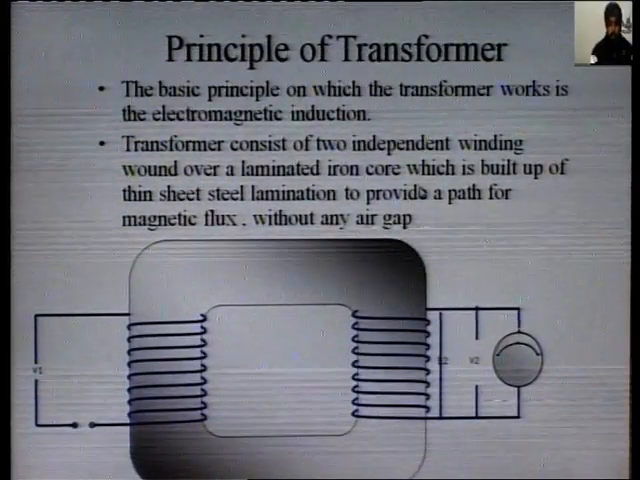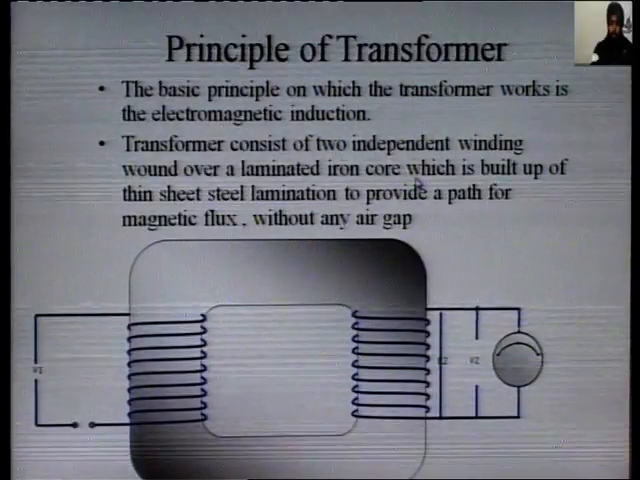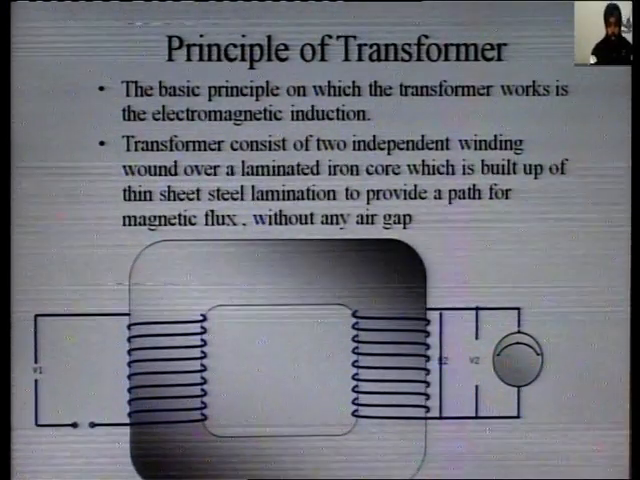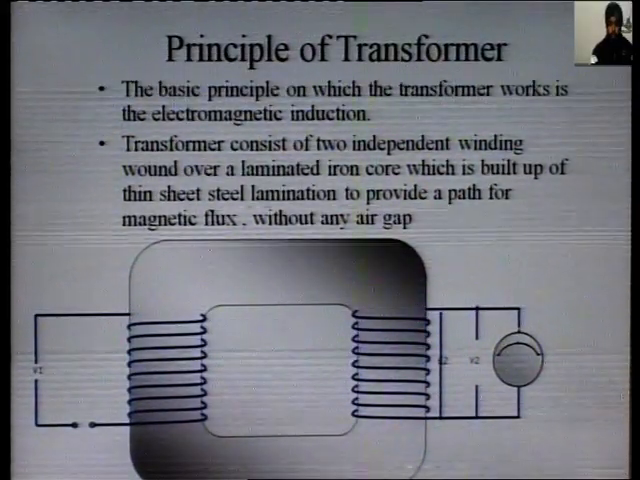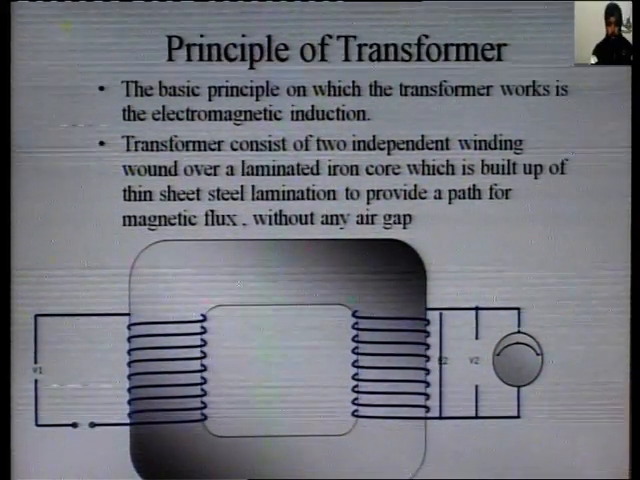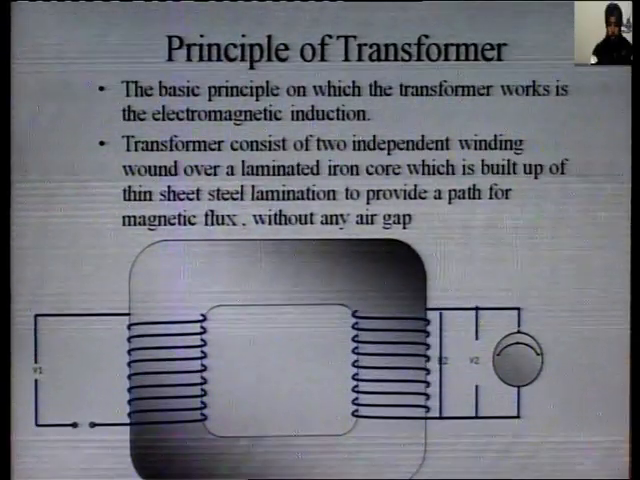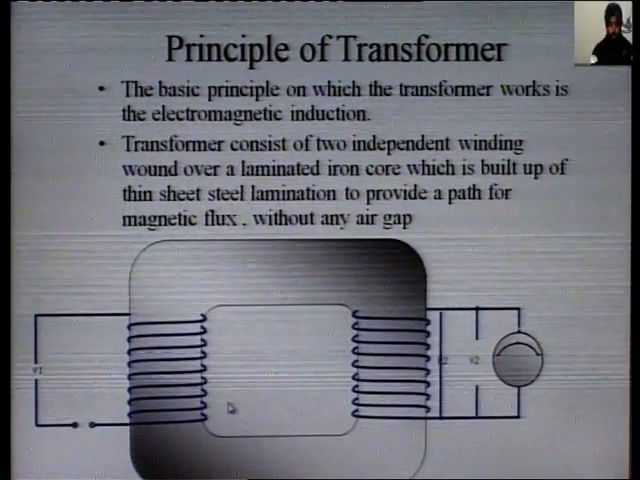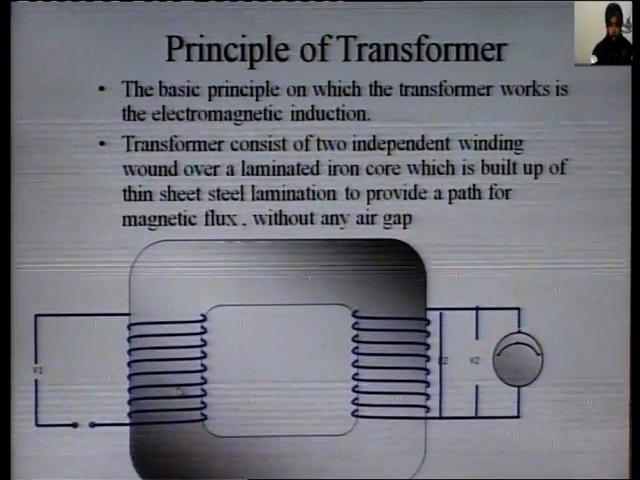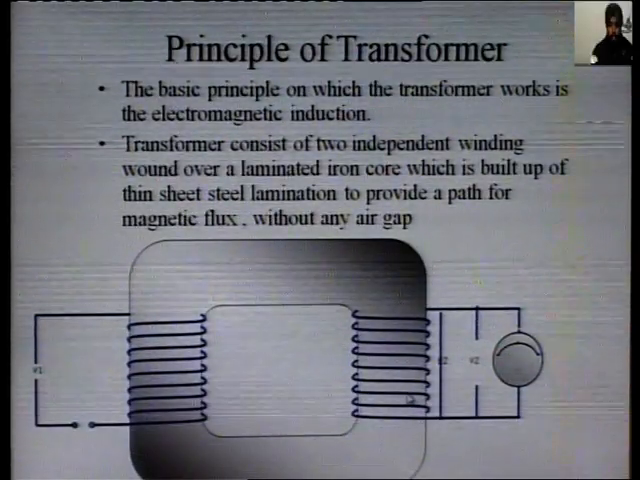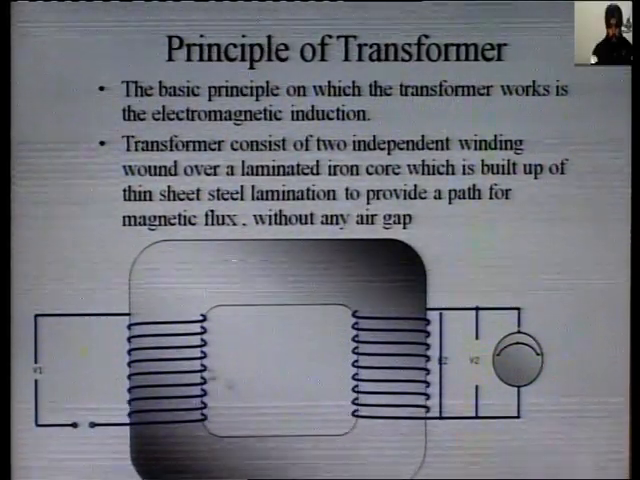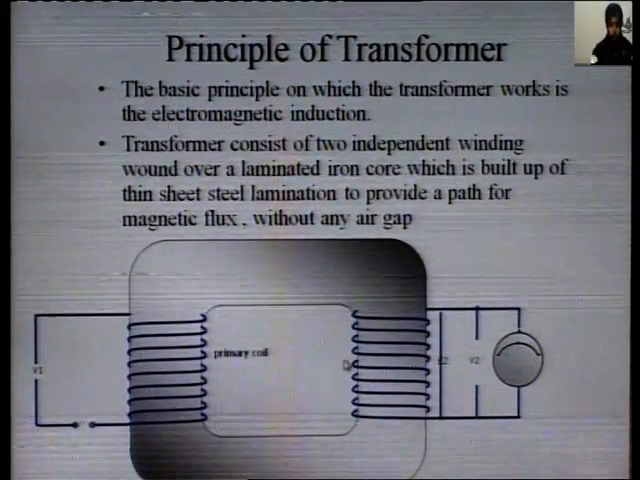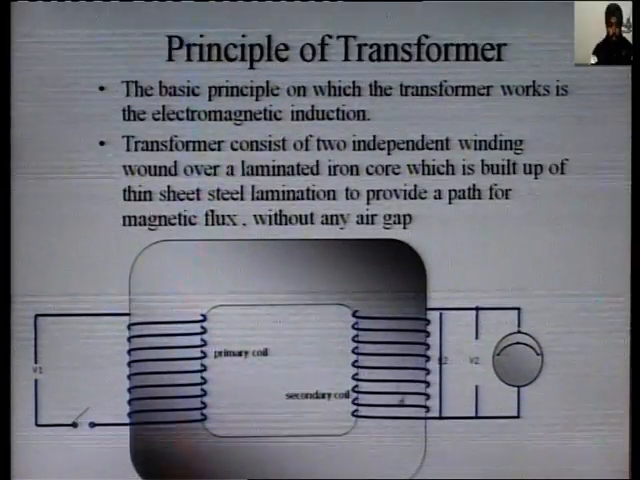Now, principle of transformer. The basic principle on which the transformer works is electromagnetic induction. A transformer consists of two independent windings wound over a laminated iron core, which is built up of thin sheet steel laminations to provide a path for the magnetic flux without any air gap. So a transformer consists of two independent windings, that is primary and secondary winding, wound over a magnetic iron core. So this is the primary coil, and this is the secondary coil.